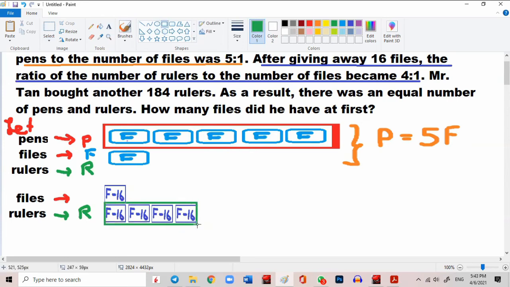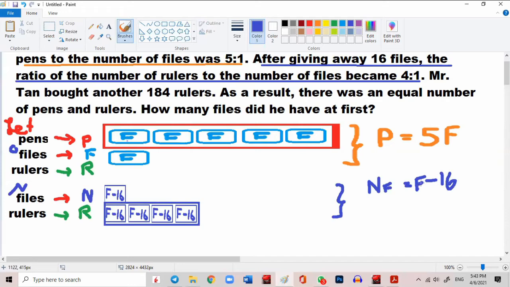Very good. See, Lisha, understand. The ruler is compared to the new files. This is not the old files, but the files lost 16. This is the new one already, okay? New. This is the old files. Okay, the new files is this guy. 4F minus 16. And the ruler has 4. Good. In that case, what can I write? The new files is equal to F minus 16.